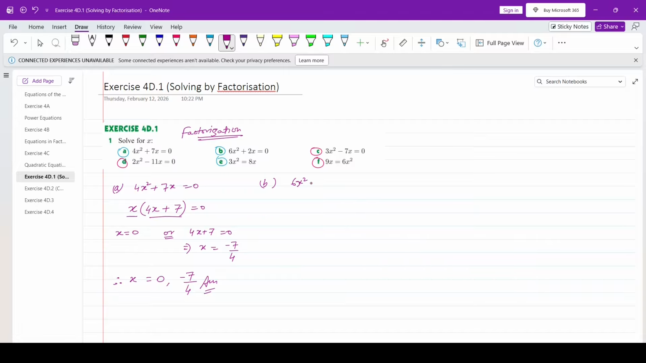6x square plus 2x is equal to 0. Now here we can take 2x as the common term. Now inside the parenthesis, 3x plus 1 is left. So from here we can say either 2x is equal to 0 or 3x plus 1 is equal to 0. So from here x is equal to 0, and from here x is equal to negative 1 by 3. Therefore we can say x is equal to 0 or negative 1 by 3. That's the answer.